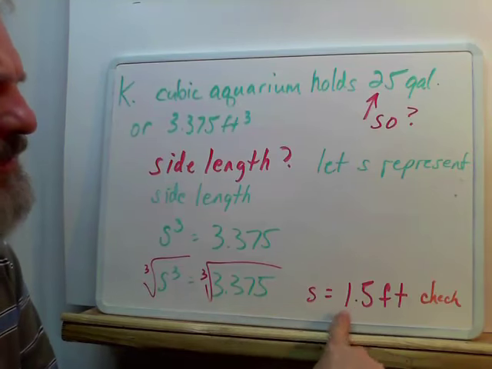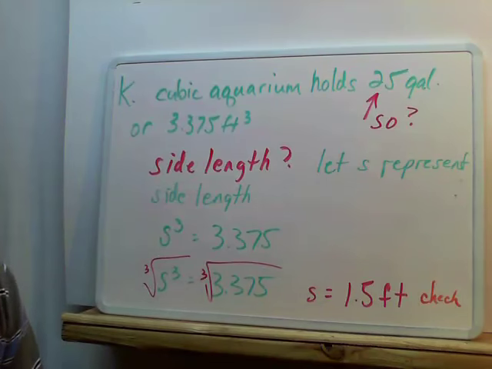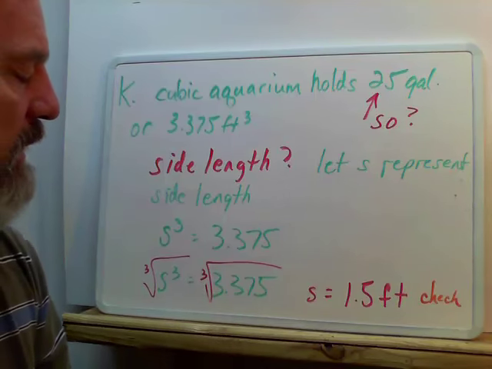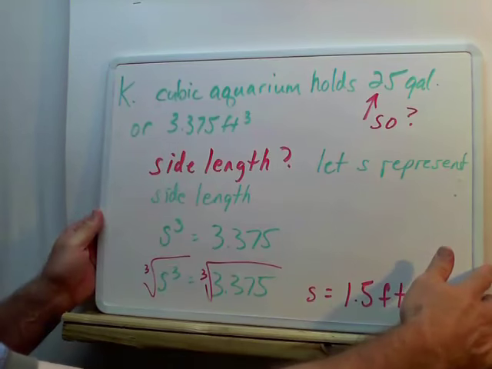Some of you, again, will look at this and think that doesn't make sense. Verify it in your calculator. 1.5 times 1.5 times 1.5 does indeed yield 3.375. Please do the guided practice.